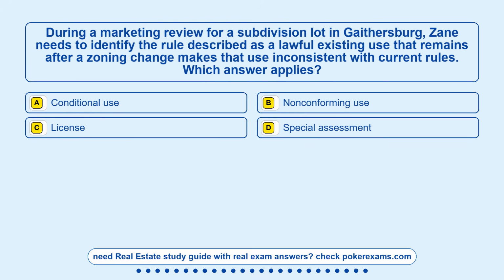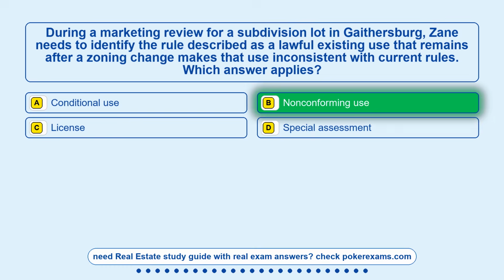Question 17. During a marketing review for a subdivision lot in Gaithersburg, Zane needs to identify the rule described as a lawful existing use that remains after a zoning change makes that use inconsistent with current rules. Which answer applies? Option A, a conditional use. Option B, non-conforming use. Option C, license. Option D, special assessment. The correct answer is option B, non-conforming use.